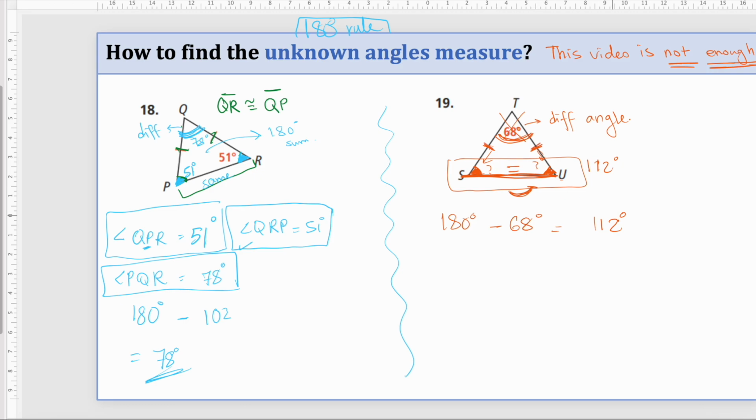Both of them are 112. Now to find each, just split it by 2. So divide by 2. It's 56 degrees. That's it. Okay? So if they gave you different angles, you can use the 180 rule, but you need to divide by 2 because you have 2 missing angles. Okay? If they gave you one of the equal angles, they gave you this angle which is equal to the other one. You can find the other one and then use 180 rule and subtract the 2 angles from it.